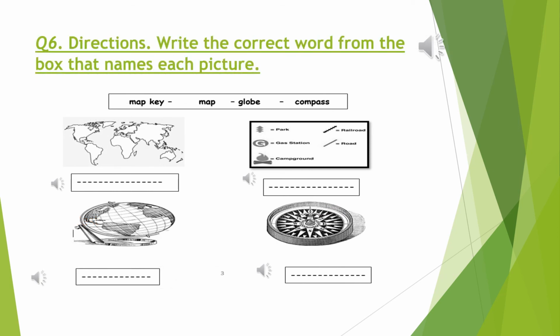The last question, write the correct word from the box that names each picture. We have here in the box map, map key, globe, compass. The first picture is a, yes, excellent, it's a map. Okay, let's move to the next one. The second picture is a map key. Number 3 is a picture of the globe. The last picture is, yes, it's a compass.